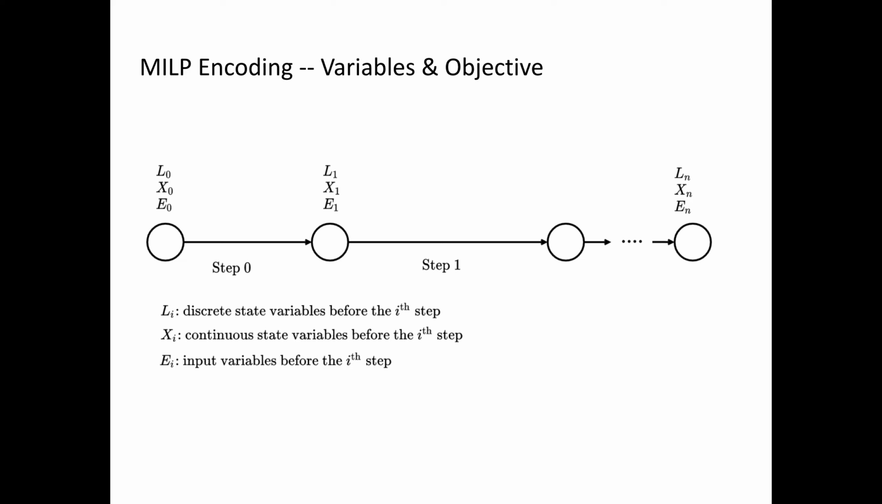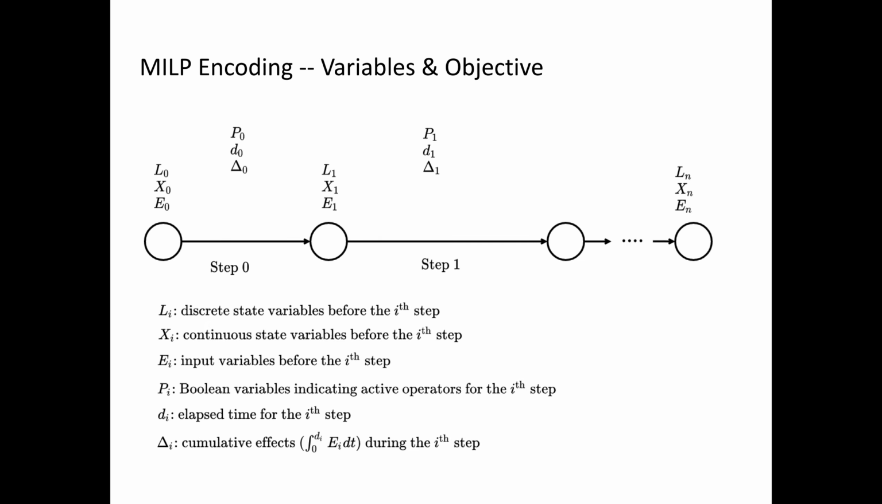First, we have three different MUP variables at the start and end of each step to represent the states. For each state, we have discrete state variables, continuous state variables, and input variables. They are L, X, and E here.